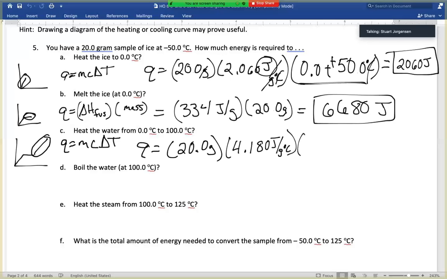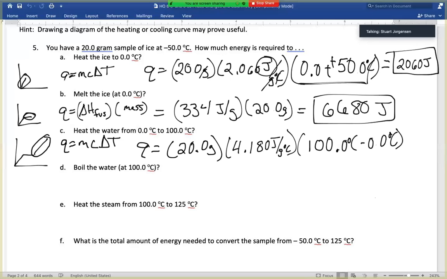And change in temperature here. Well, we started at 0, we ended at 100. Final minus initial would be 100. Did I do the first one wrong? Wait a minute. No, final temp was 0. Yeah, no, okay. Nope, sorry. Final temperature here is 100, yes. Heated up to 100 degrees Celsius. We started initially at 0. So it's going to be a positive 100 degrees. 100 times 4.18 times 20.0 gives us a final Q for this liquid phase.